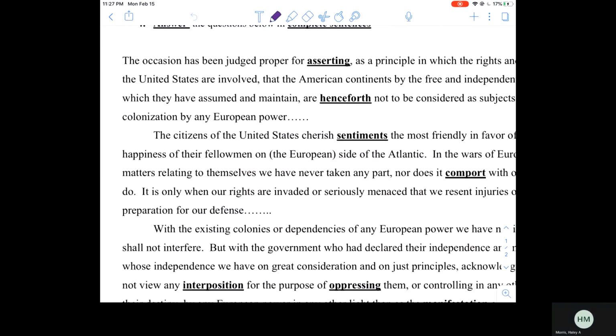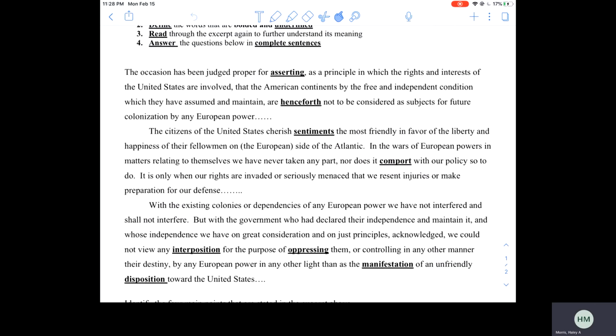So the first paragraph reads, I'm going to zoom out a little bit. The occasion has been judged proper for asserting, as a principle in which the rights and interests of the United States are involved, that the American continents, by the free and independent condition which they have assumed and maintained, are henceforth not to be considered as subjects for future colonization by any European power. So I'm just going to scroll down to the bottom, and I'm going to put my definitions down here, just because it's a little bit easier for me to write that way.